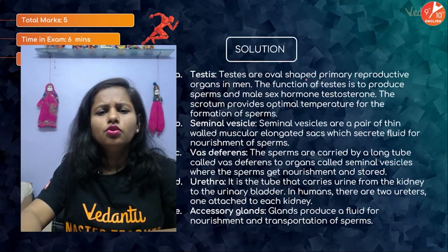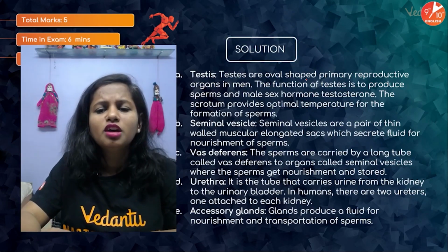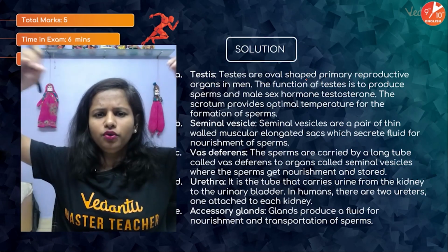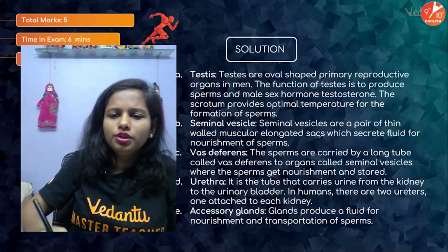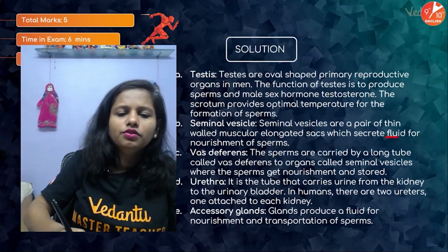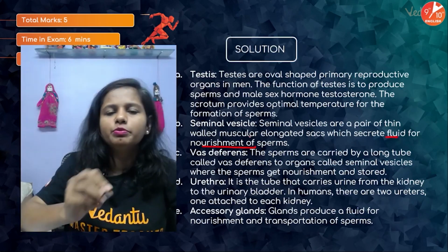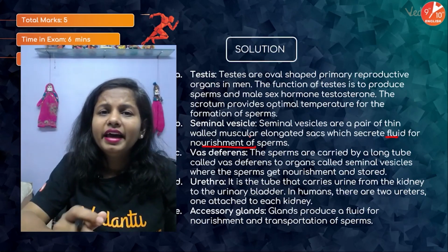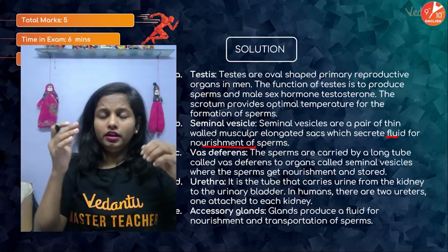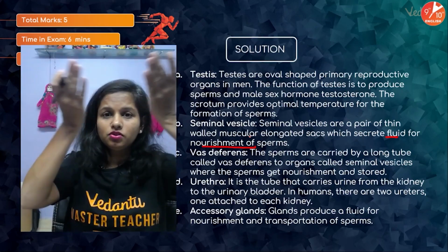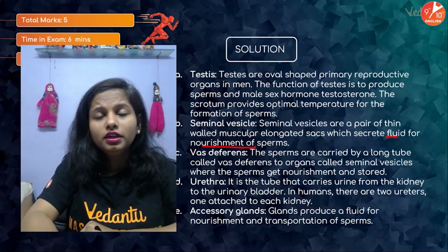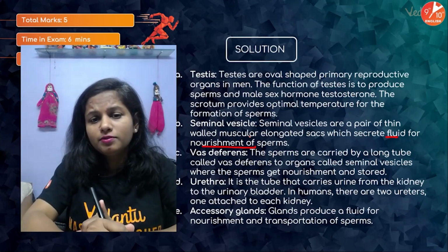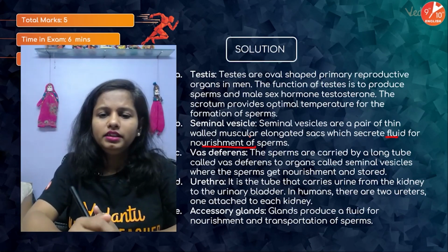So guys, testis we already discussed. Seminal vesicles are a pair of glands, right? They produce a fluid which helps in the nourishment of sperms. Vasa deferens conducts the sperms from the epididymis to the urethra. Then urethra is a common passage for the expulsion of sperms as well as urine, right?